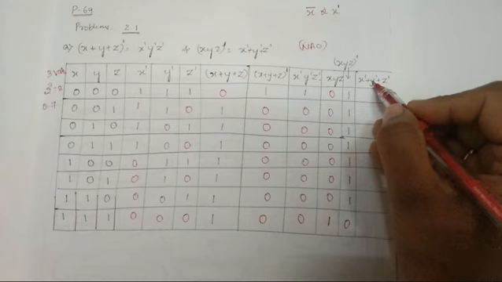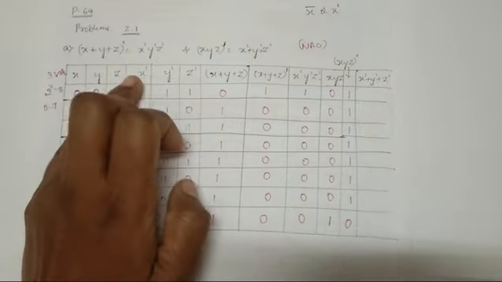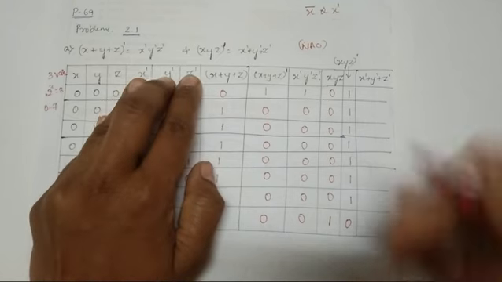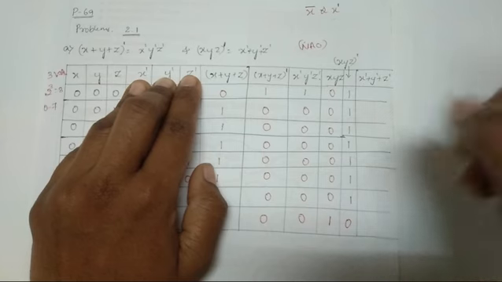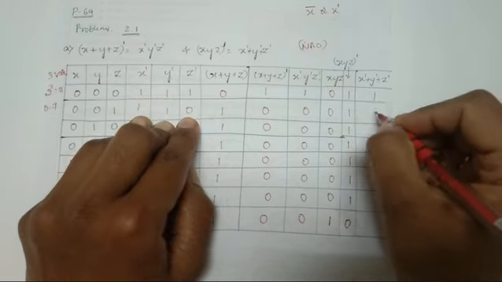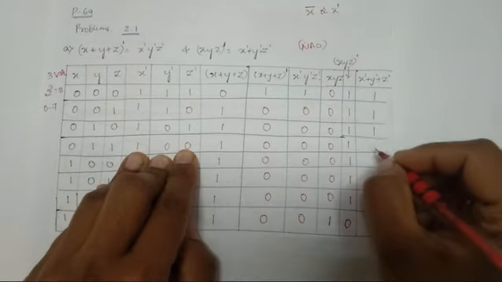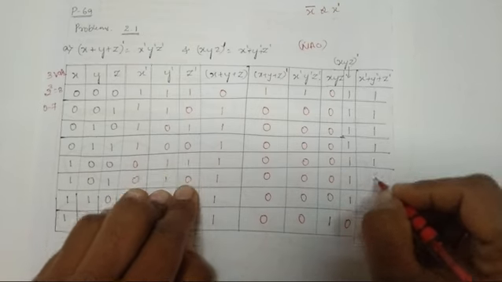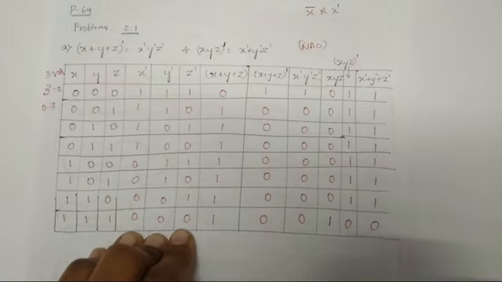Next, it is x bar plus y bar plus z bar. Where is our x bar? This is x bar, y bar, z bar. This is OR operation. If at least one entry is 1, then we have to write 1. So at least one entry is 1, so 1 1 is there, at least 1 is there. Okay, 1 1 1 1, no entries, right?